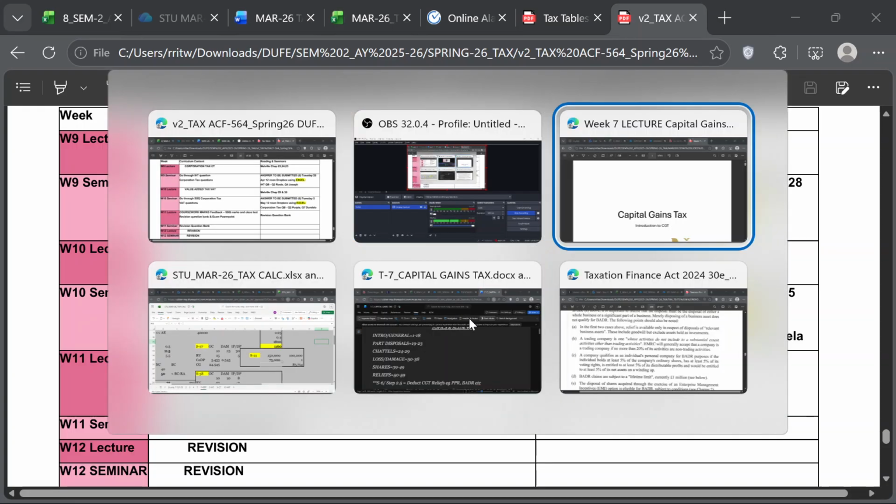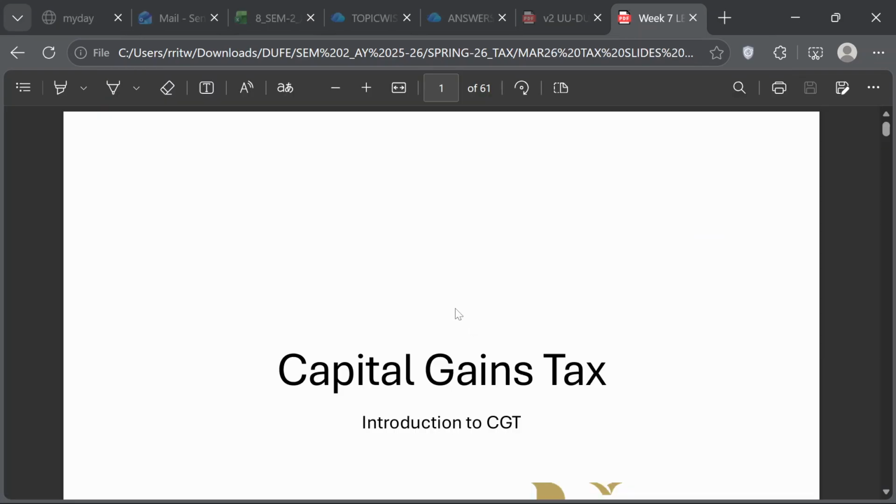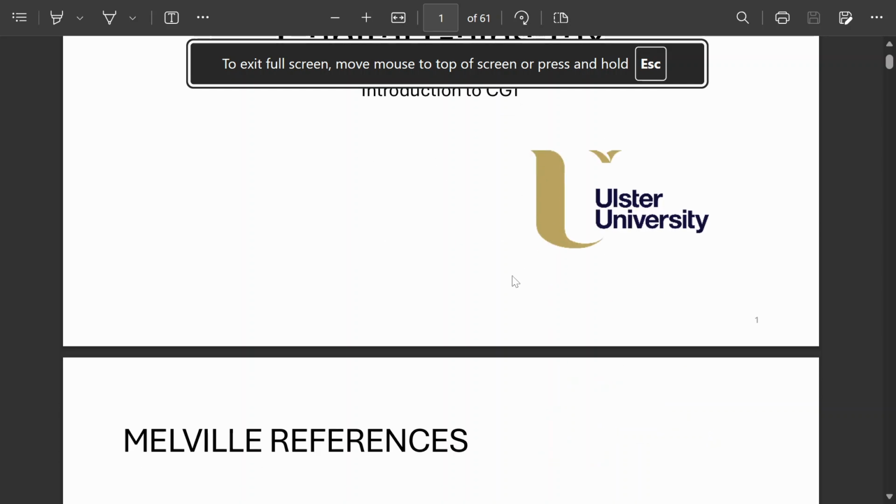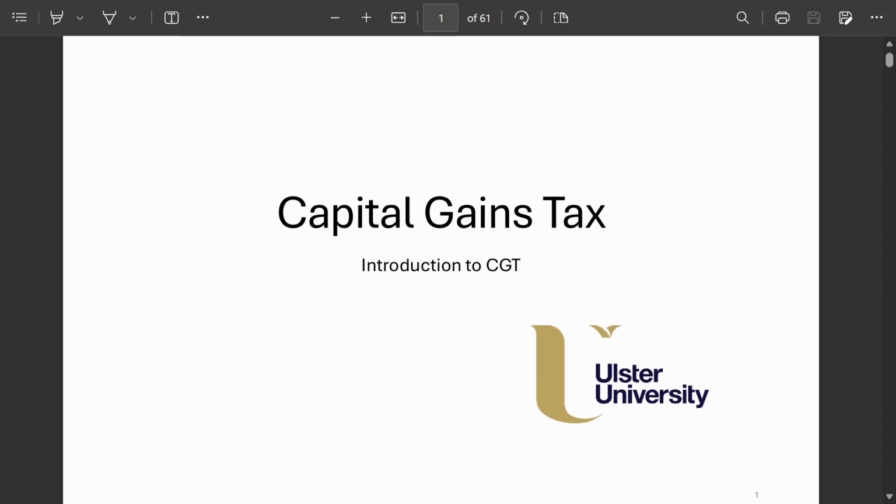Okay, so let's start. This is a very big chapter actually, on capital gains. So let's start that. Capital gains tax. I think we'll have to switch. All right, let's try to. So please make sure you read the way to cover most of these topics.